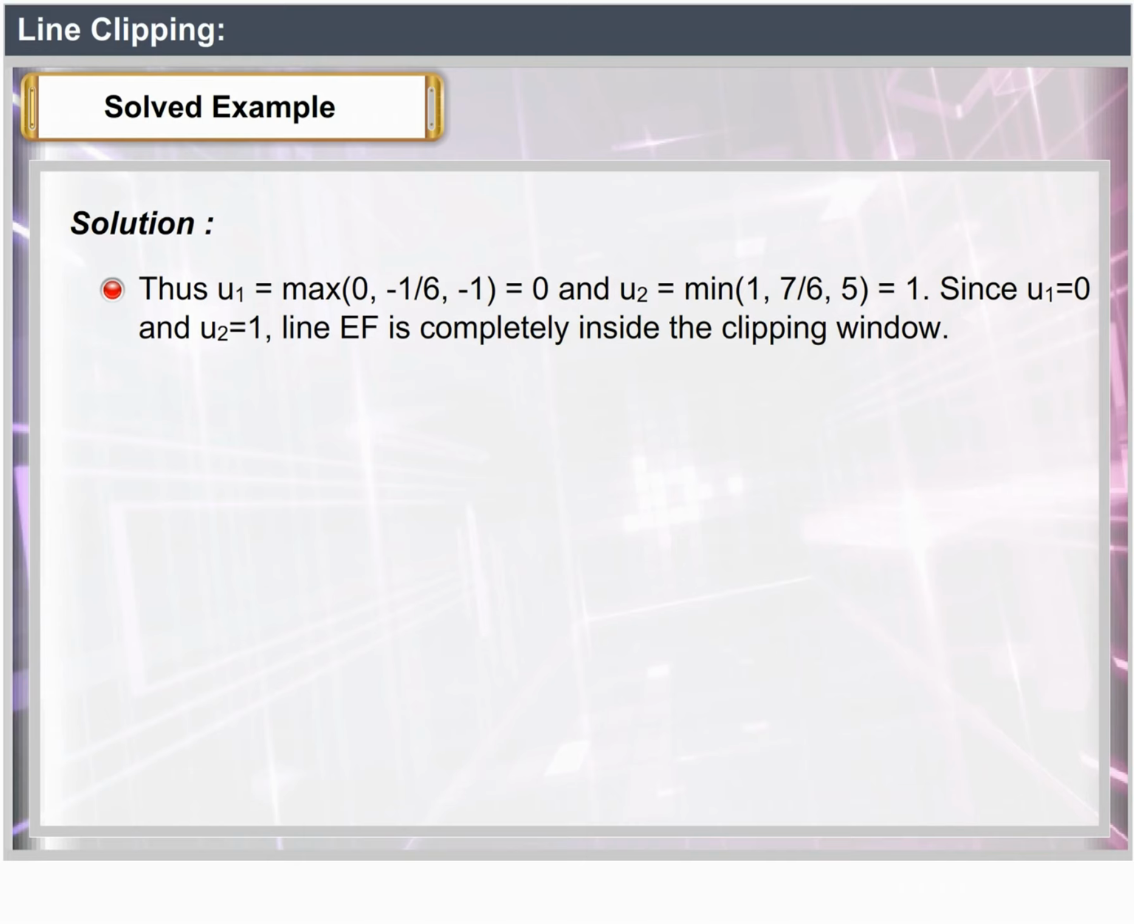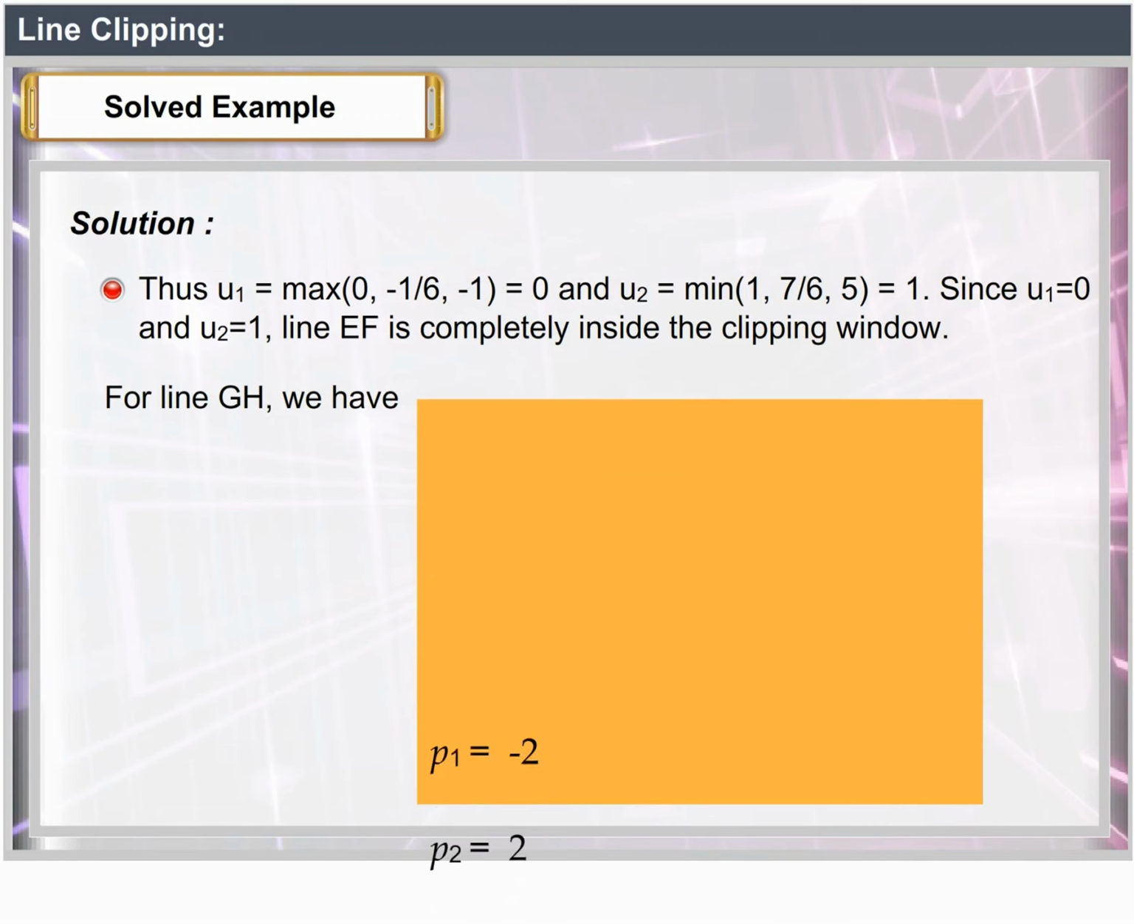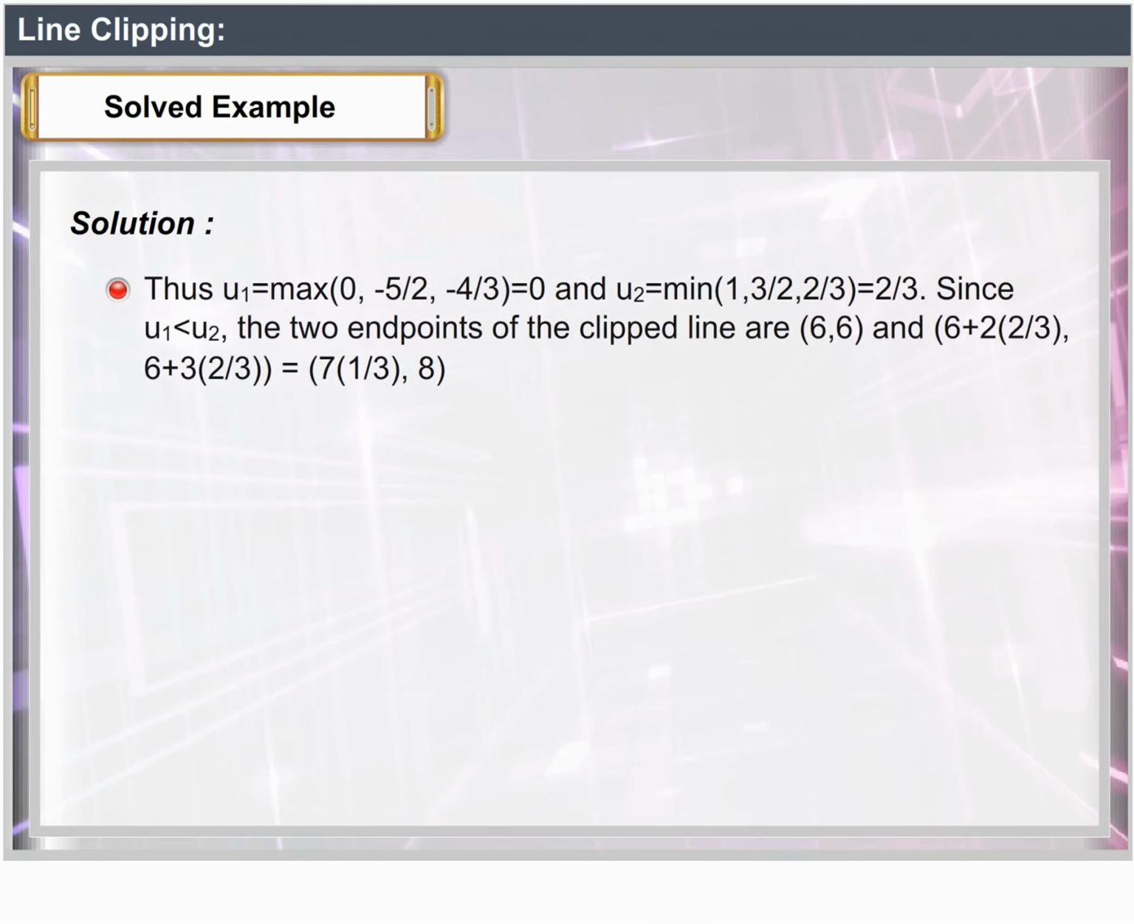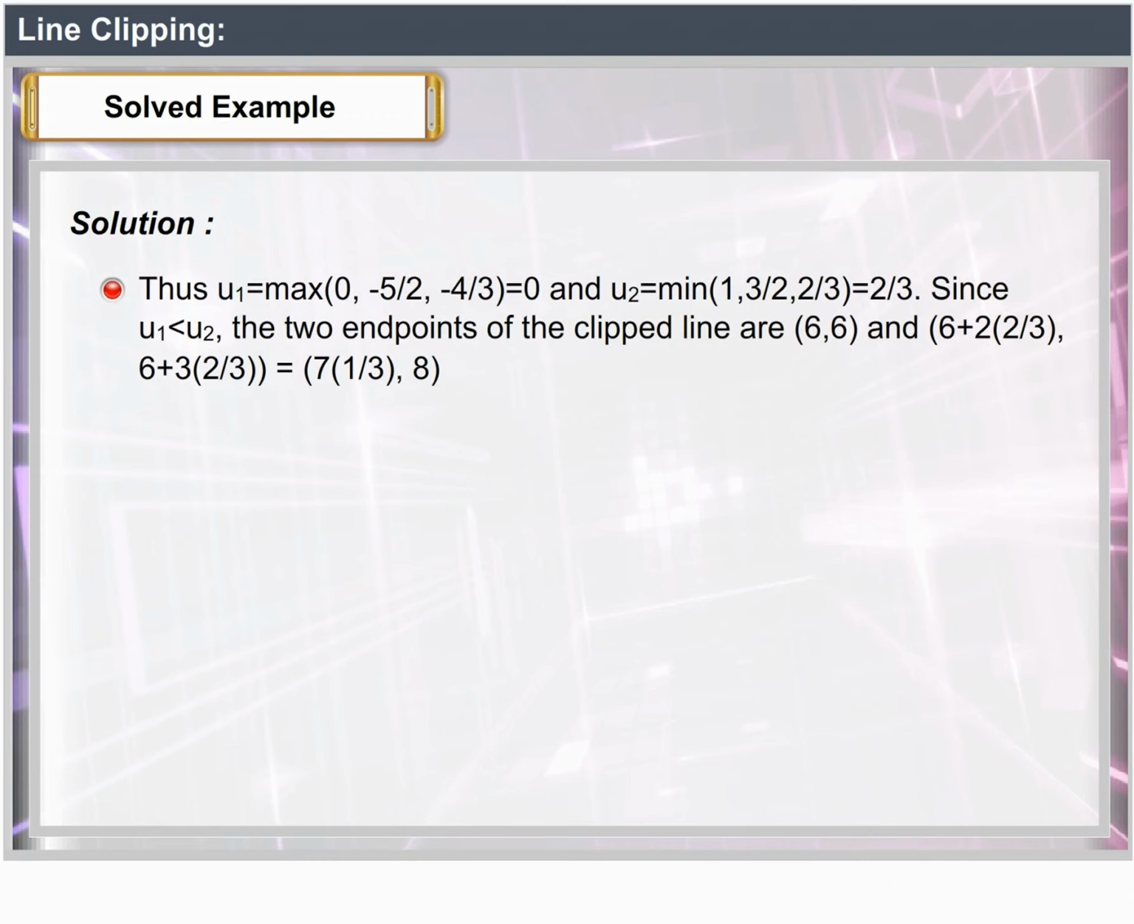For line GH, we have the following parameters. Thus, u1 equals max of 0, -5/2, -4/3 equals 0, and u2 equals minimum of 1, 3/2, 2/3 equaling 2/3. Since u1 is less than u2, the two endpoints of the clipped line are (6, 6) and (6 + 2 × 2/3, 6 + 3 × 2/3) equaling (7 1/3, 8).